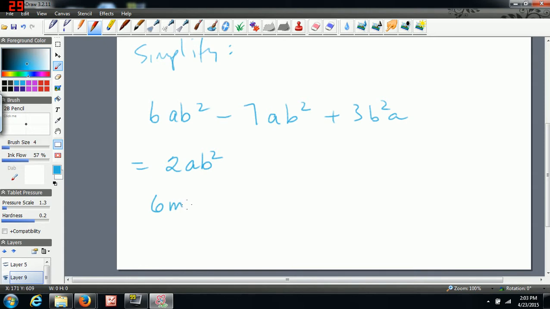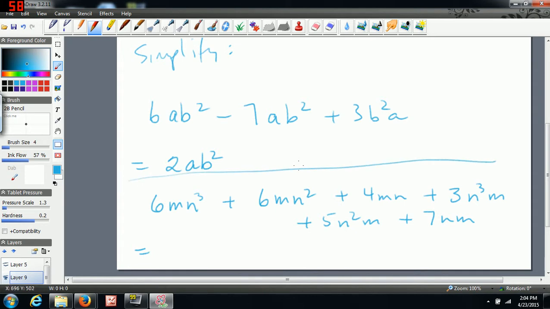You can try another one: 6mn cubed plus 6mn squared plus 4mn plus 3n cubed m plus 5n squared m plus 7nm. Okay, now say you're given something like this and you're asked to simplify. So looking carefully here, these two are not like terms because this is n cubed and this is n squared. So right off the bat, you know these two aren't like terms.